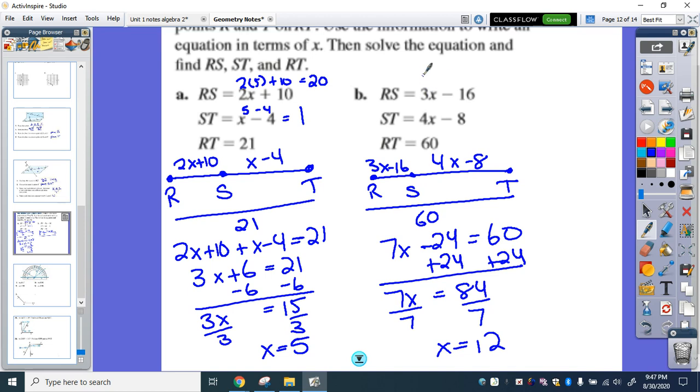And then we plug the 12 back in. So if we do 3 times 12 minus 16, we find out that this section ends up being 20. And then if we plug in down here, 4 times 12 minus 8, this section ends up being 40. And 20 plus 40 is going to equal up to 60.